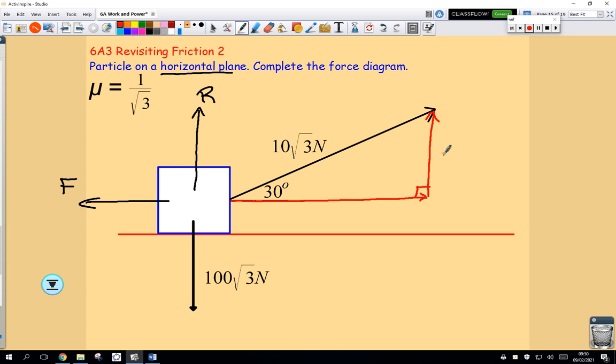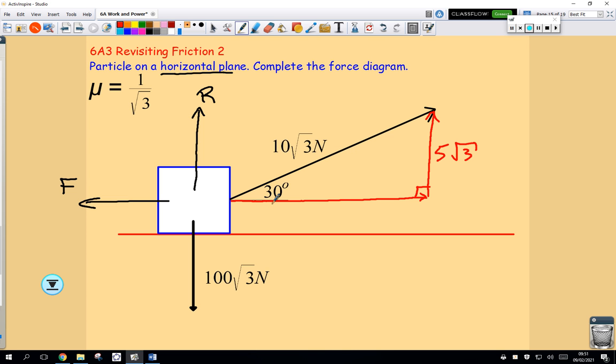Opposite is always hypotenuse times sine of the angle. However, if you know your special angles, you should know the side opposite 30 in a right triangle is always half the hypotenuse. That will be 5 root 3. Okay, so that's going to be 5 root 3 upwards.